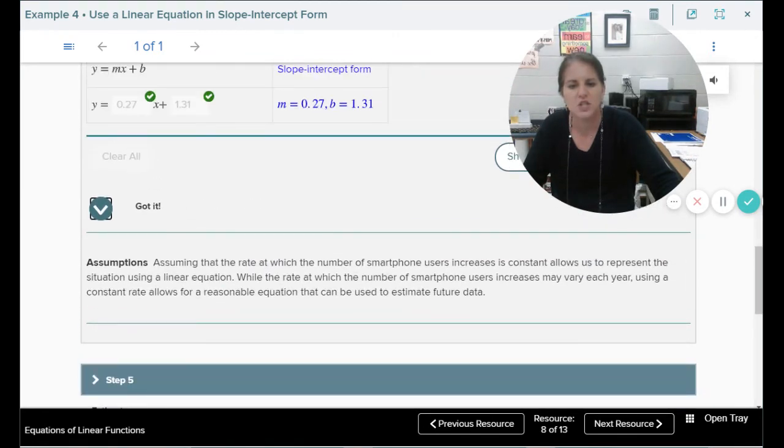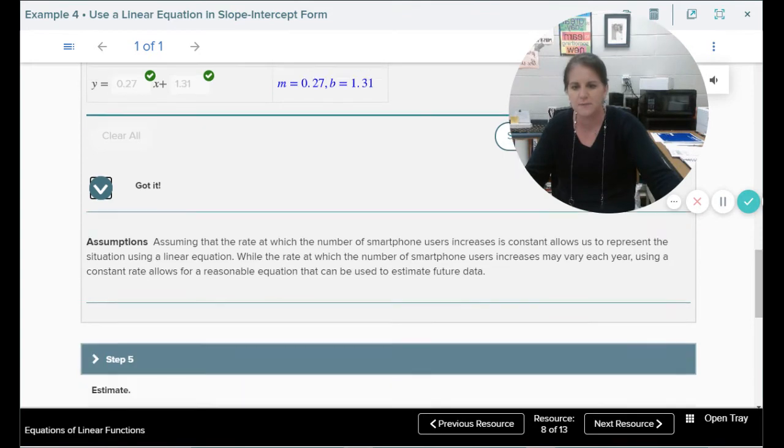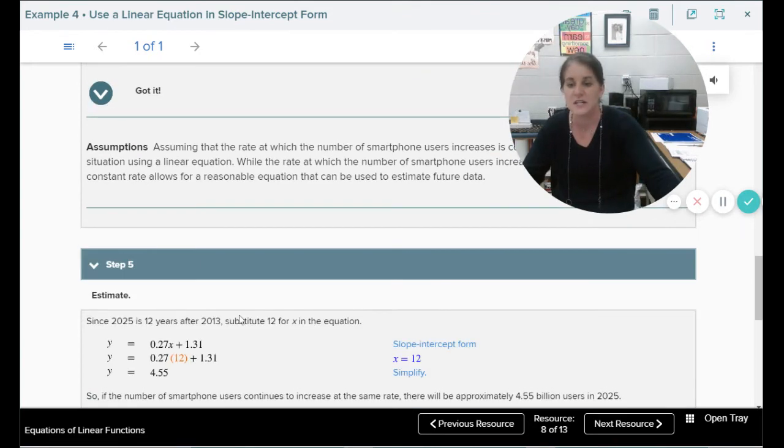Again, a little study tip. Assuming that the rate at which the number of smartphone users is increasing is constant allows us to represent the situation using a linear equation. While the rate at which the number of smartphone users may vary each year, using a constant rate gives us a reasonable equation. This is not going to say for sure that in 2025 there is this many billion people doing it. This is just giving us a way to estimate, to give a prediction, basically, to estimate future data.